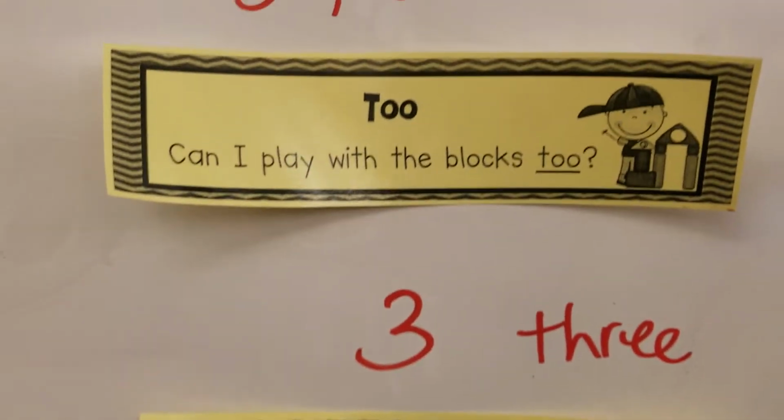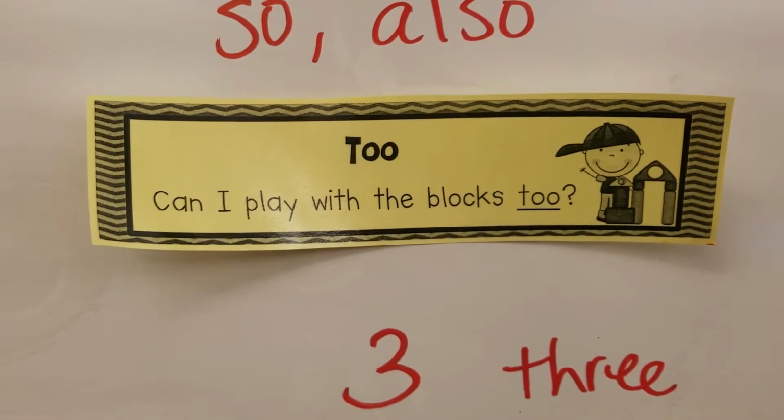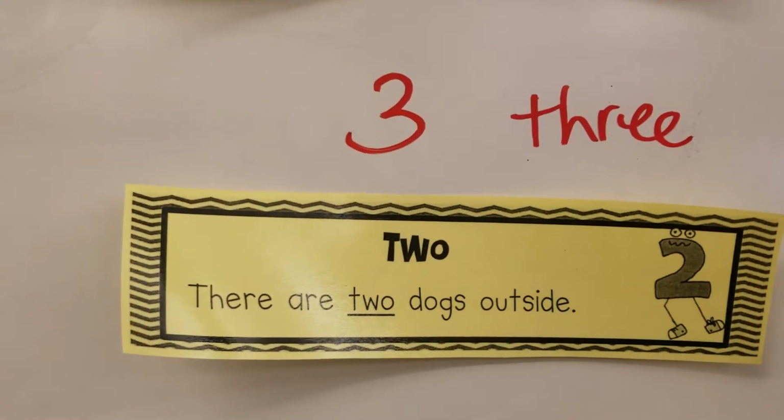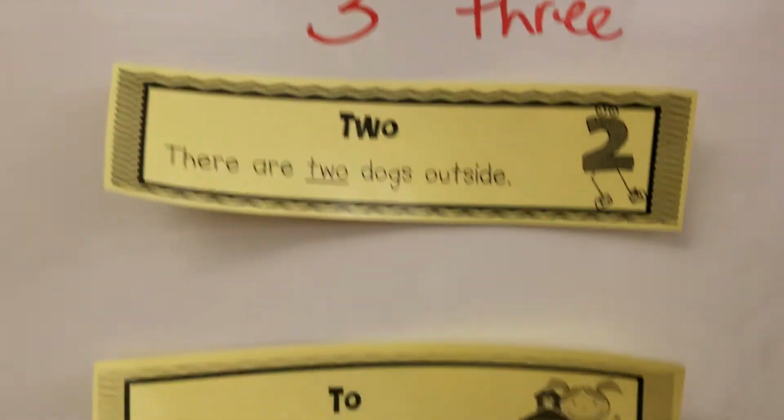But for example, use this sentence. Can I play with the blocks 2? Well, that doesn't make sense. So you know you couldn't spell it with a T-W-O. Now, if you use those proofs and neither of them work, then the spelling is T-O.